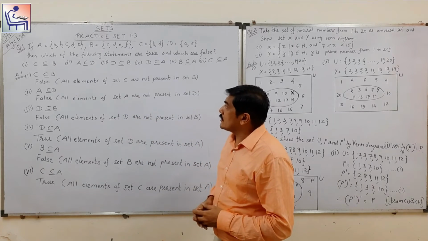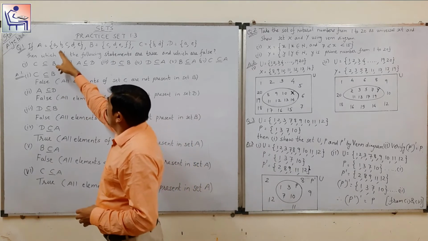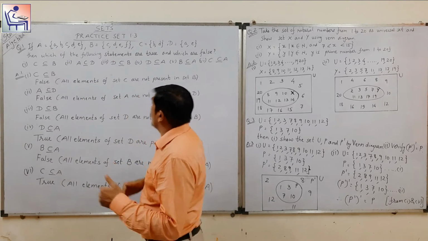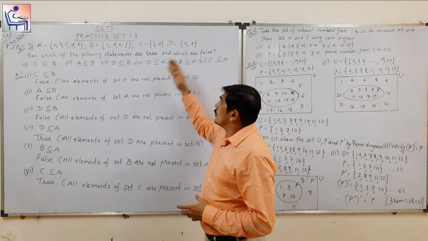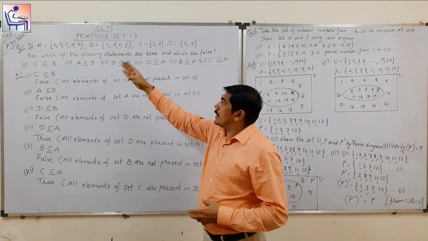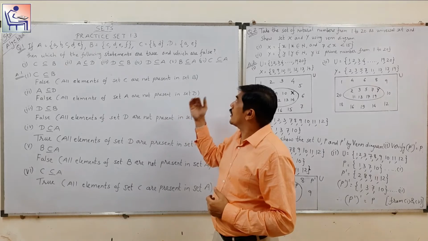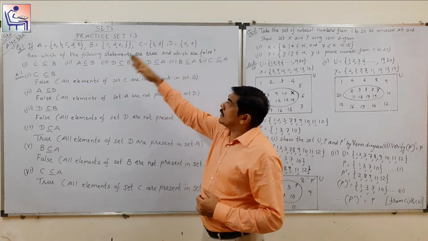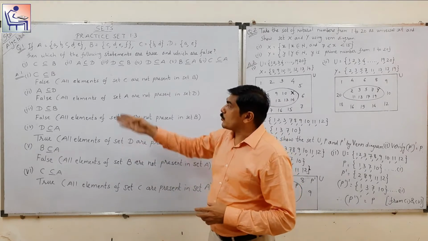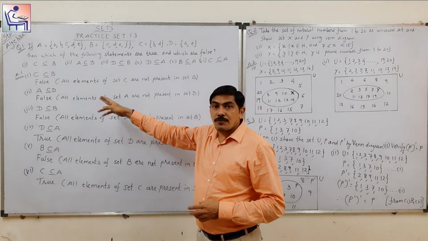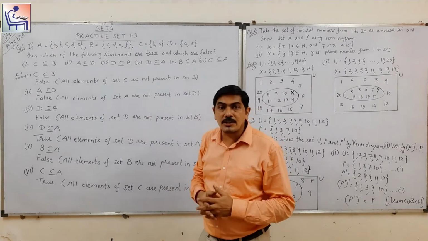Second one, A is a subset of D. A के elements हैं A, B, C, D, E और D के elements हैं A and E, which are quite less. तो यहाँ पे 5 elements हैं and in set D there are only 2 elements, so it cannot be possible कि सारे elements set A के set D में हैं. So that's why A is a subset of D is false. All elements of set A are not present in set D.